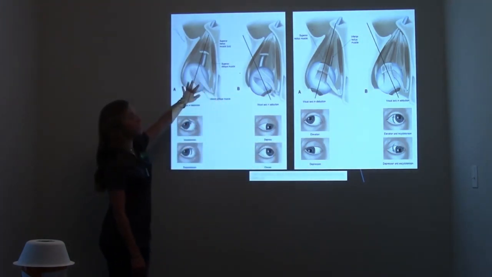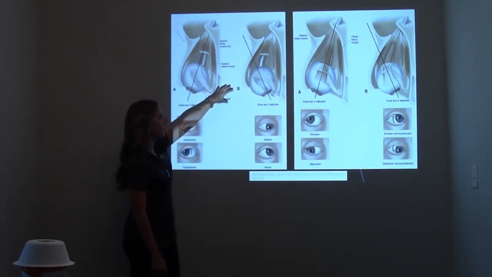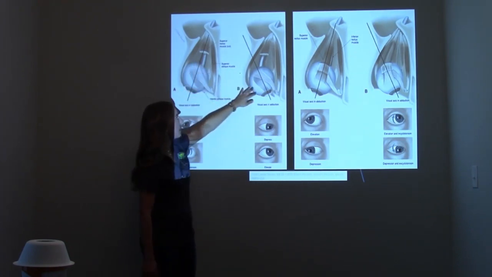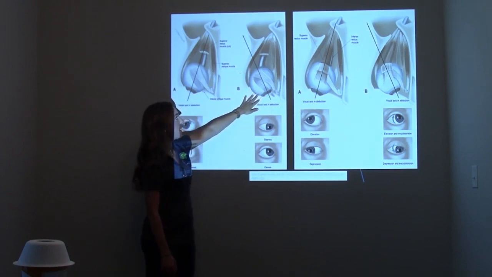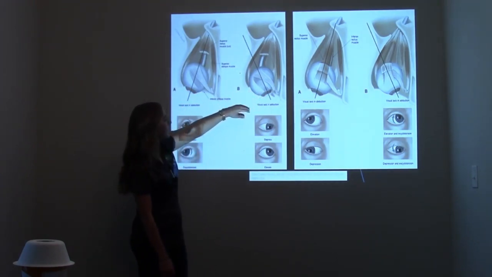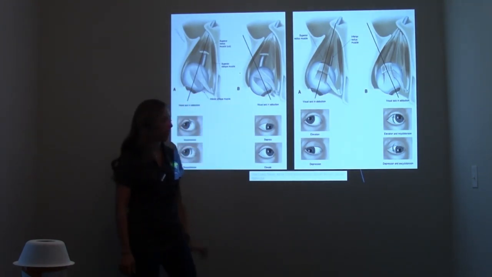But the main point of this picture that I want to show you guys is that it is an aerial view of our orbit, so we can see our eye in it and all of the muscles coming in at an angle. This is again our right eye, just for us to have orientation. So you can see from the aerial view, when you're pulling the muscles, what it looks like and how it's moving our eye.